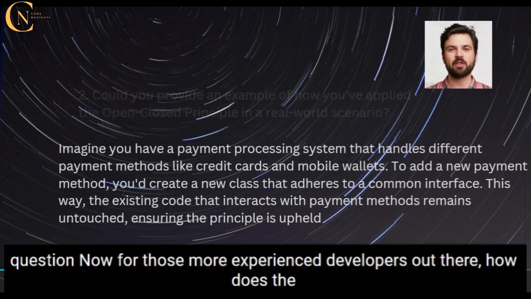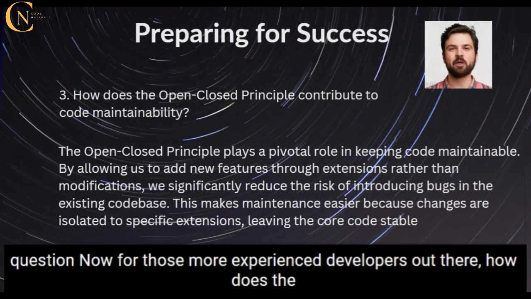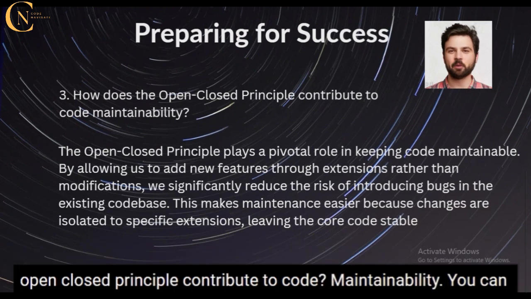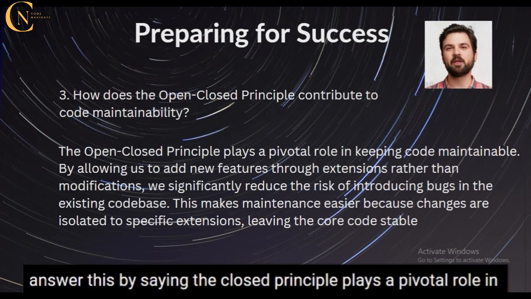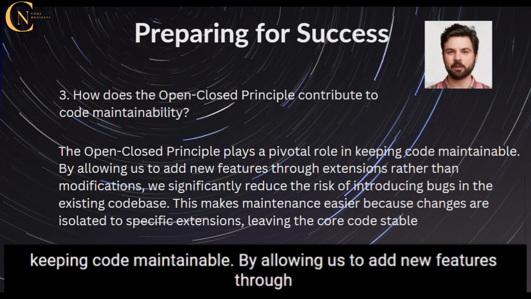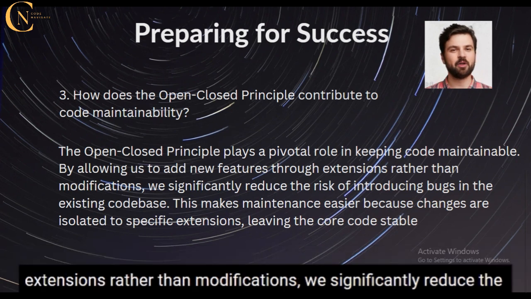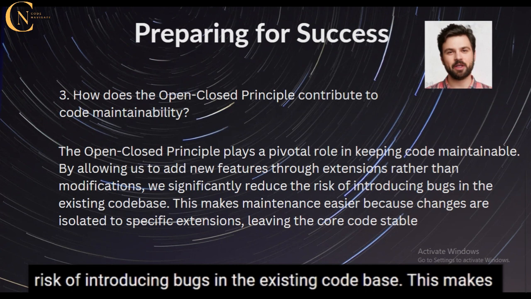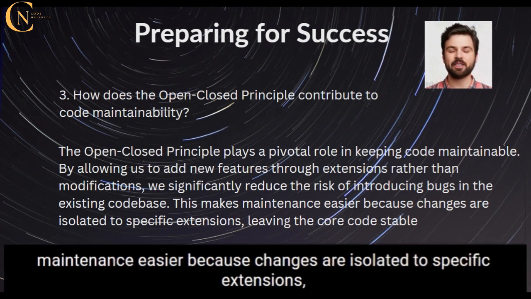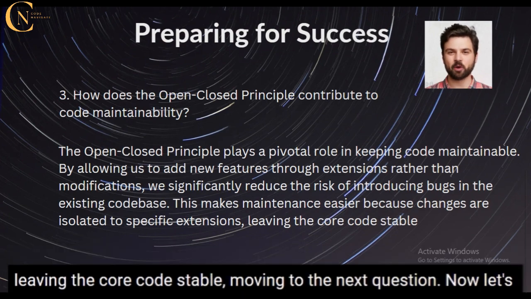Moving to the next question, now for those more experienced developers out there, how does the open-closed principle contribute to code maintainability? You can answer this by saying, the open-closed principle plays a pivotal role in keeping code maintainable. By allowing us to add new features through extensions rather than modifications, we significantly reduce the risk of introducing bugs in the existing code base. This makes maintenance easier because changes are isolated to specific extensions, leaving the core code stable.